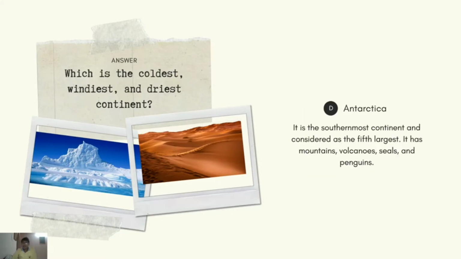The correct answer is Antarctica. It is the southernmost continent and is considered the fifth largest. It has mountains, volcanoes, seals, and penguins. So you will find a very cold region in this continent, and also some dry regions. Seals and penguins are the animals which are found in this region. So Antarctica is the continent where you will find the coldest, windiest, and driest regions.